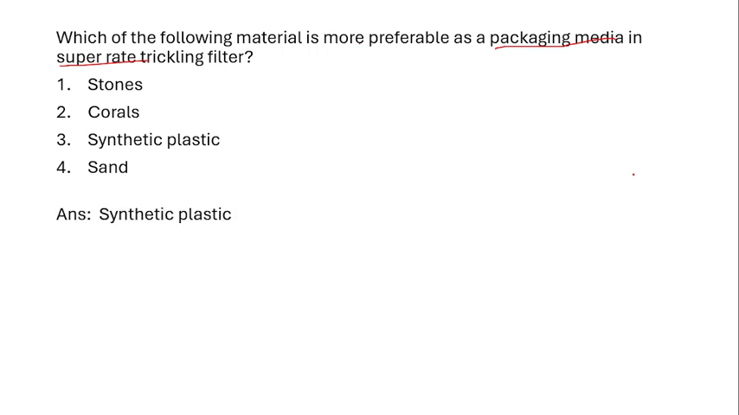We have discussed it, right? So the synthetic plastics are the materials mainly used in the super rate trickling filter. The right answer is synthetic plastic.